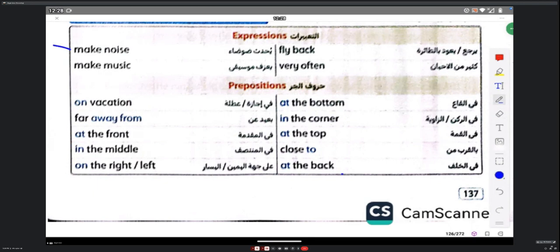Make noise, fly back, make music. Very often, on vacation, at the bottom, on the corner, far away from, the front, at the top, in the middle, on the right or left, at the back, close to.